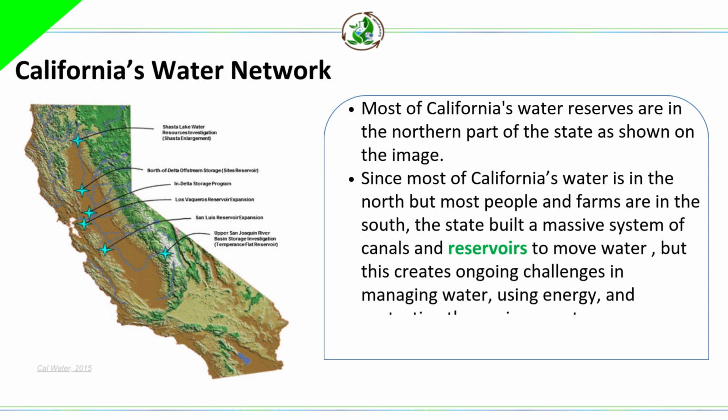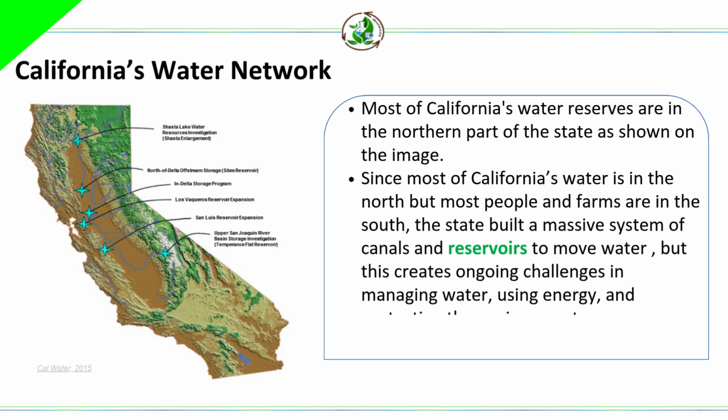Most of California's water reserves are in the northern part of the state. But here's the challenge. Most people and farms live in the south. That means water has to travel a long way to get to where it's needed. To solve this, California built a massive system of canals, aqueducts, and reservoirs to move water from north to south.